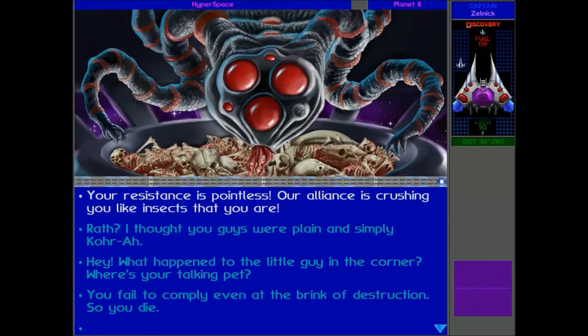That's what they said last time. It didn't quite happen. Our alliance is crushing you. Yeah, the Wrath. Oh yeah, of course, we already know about that. Oh yeah, what happened to the Dinyari talking pet in the corner?